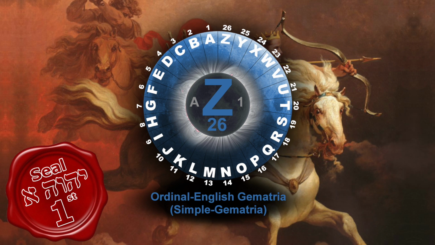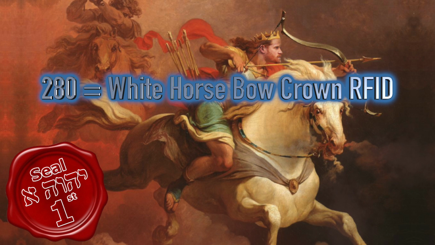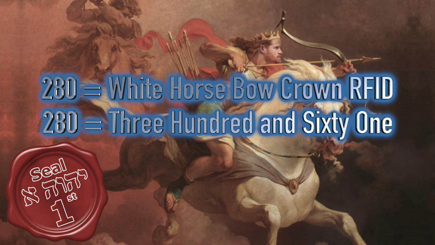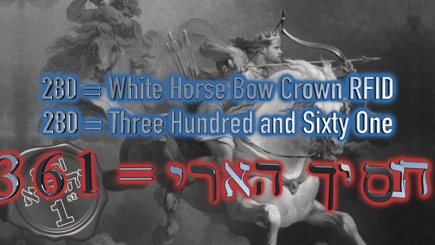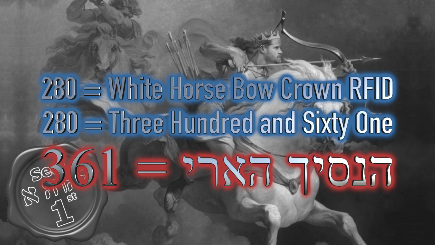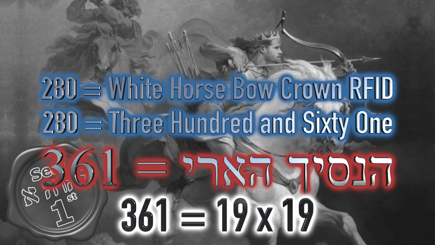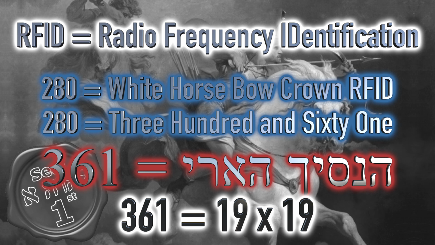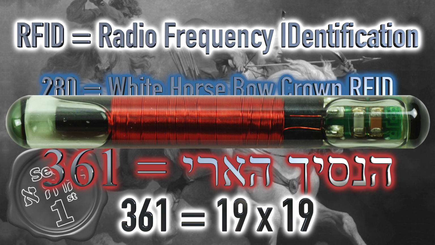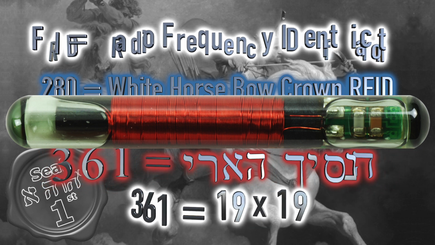Using Ordinal English Gematria, White Horse Bow Crown RFID equals 280. Also equaling 280 using Ordinal English Gematria are the words for the number 361. The relevance of the number 361 is that it is Prince Harry's Gematria using Standard Hebrew Gematria, and the square of 19 is 361, and 19 is an imperfect number. It should be noted that RFID stands for Radio Frequency Identification, and radio frequency identification will be the type of communication used with the Mark of the Beast.